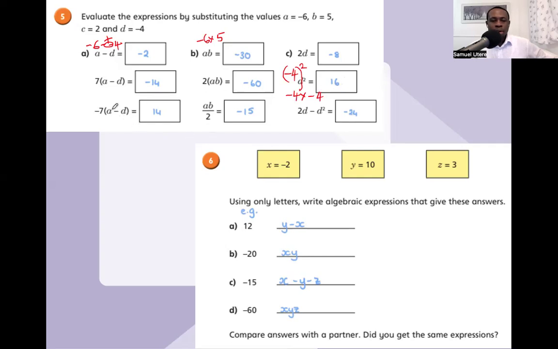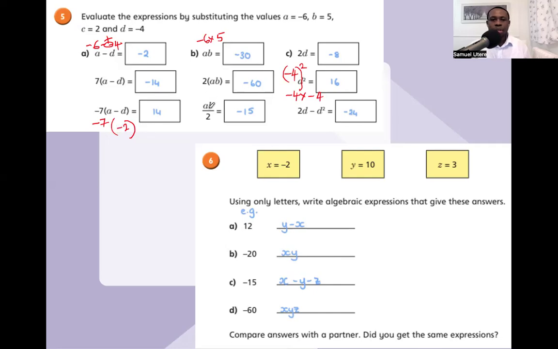Here, we already know what a subtract d is. We know from here that it is negative 2. So if we write this, this is like saying negative 7. Remember, whatever is in a bracket can be multiplied by what is outside the bracket. So this is like saying negative 7 multiply negative 2. And that will be 14. Two negatives multiply each other to give you a positive.